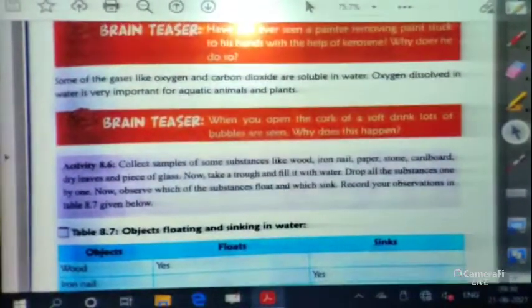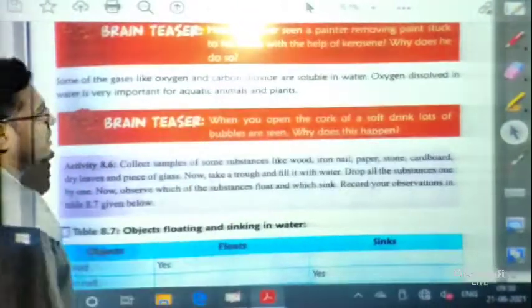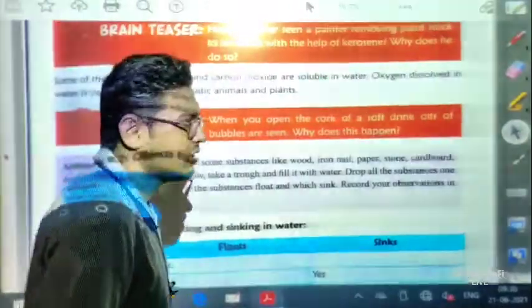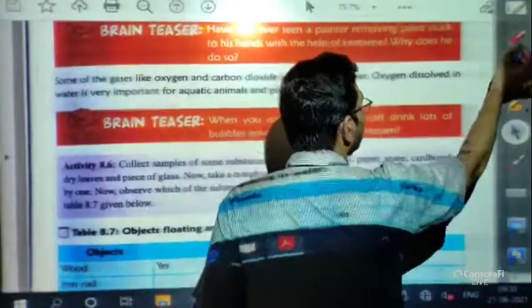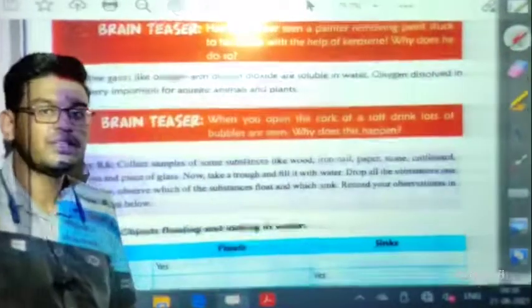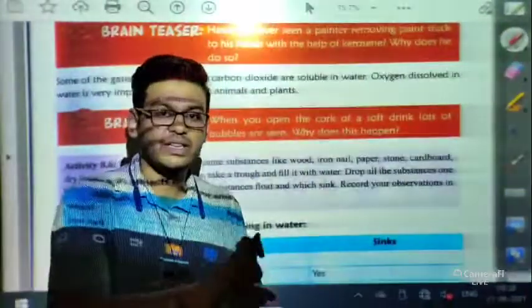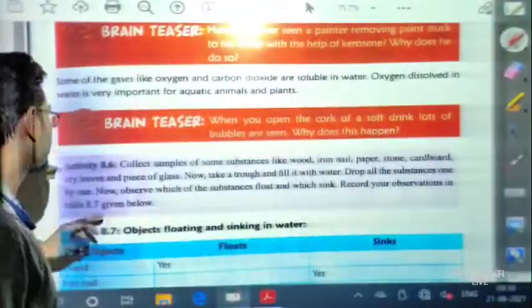Now some are the gases, like oxygen and carbon dioxide, they are also mixed in water, because we have already known that the aquatic animals that live in the water, such as fish, take the oxygen dissolved in water.